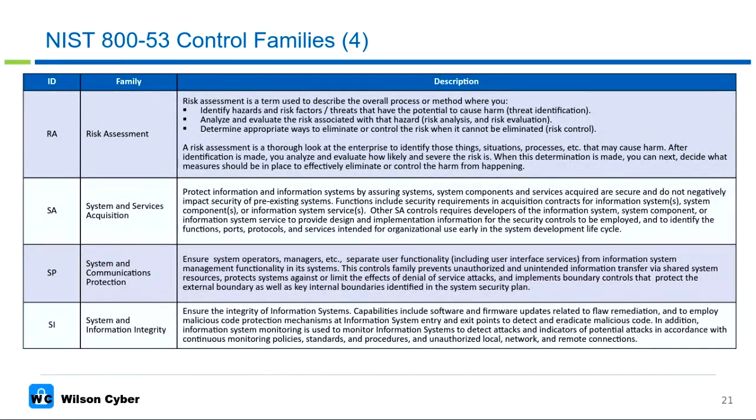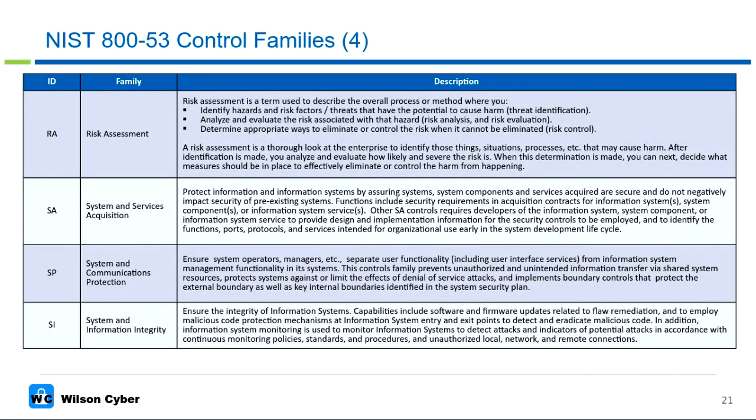Protect information systems by assuring systems, components, and services are acquired, are secure, and do not negatively impact security of pre-existing systems. Functions include security requirements and acquisition contracts for information systems, system components, or information system services. Other system security acquisition controls require developers of the information system component or information system service to provide design and implementation information for the security controls to be employed, and to identify the functions, ports, protocols, and services intended for organizational use early in the system development lifecycle.